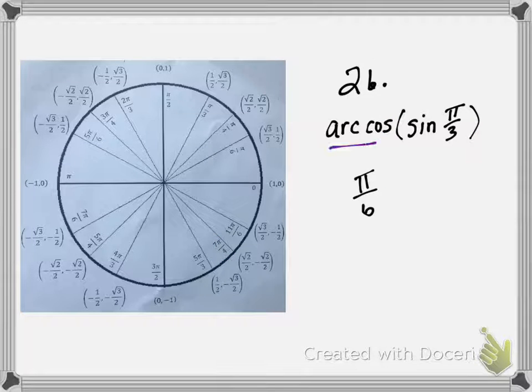Remember that if you see arc cosine, it means the same thing. It means we're looking for the angle. So it may as well say cosine inverse. So let's work inside the parentheses first. We're going to go to pi thirds, and we're going to find out what the sine value is.